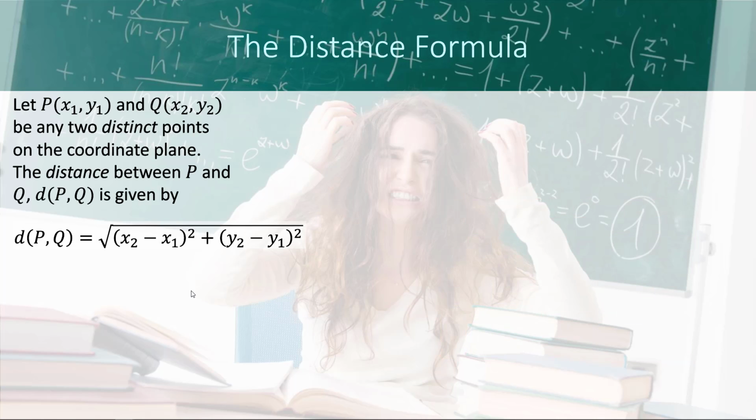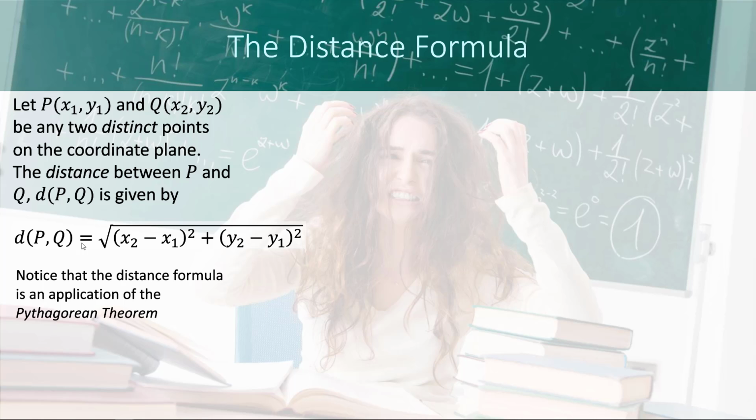Okay, now we want to talk about the distance formula, the idea of the distance between 2 points on a Cartesian plane. And this actually is an application of the Pythagorean theorem. So here we're going to let P and Q be two distinct points. P will have coordinates (x1, y1), Q will have coordinates (x2, y2). And the distance between P and Q will be given by this particular formula. This is the distance of the x-coordinate squared plus the distance of the y-coordinate squared, and we're going to take the square root.